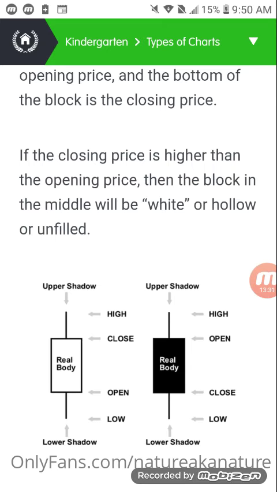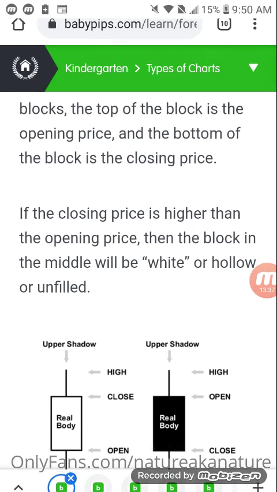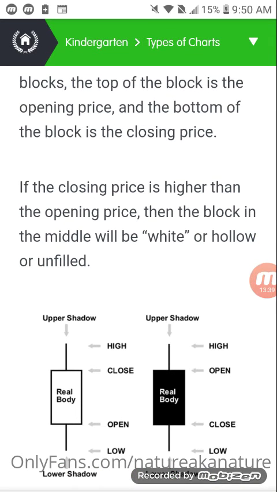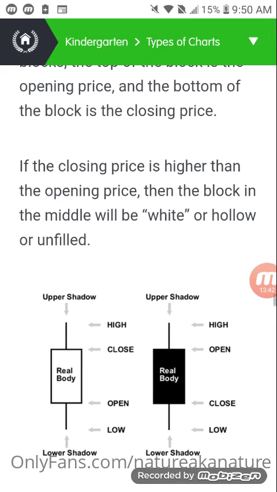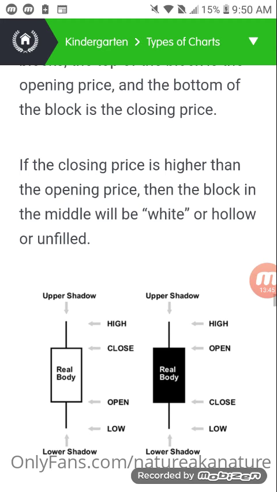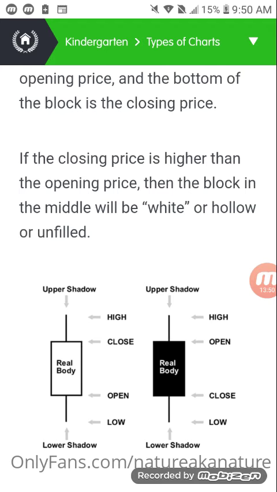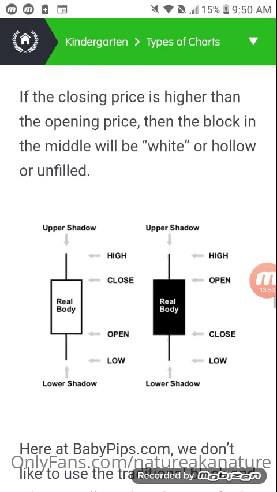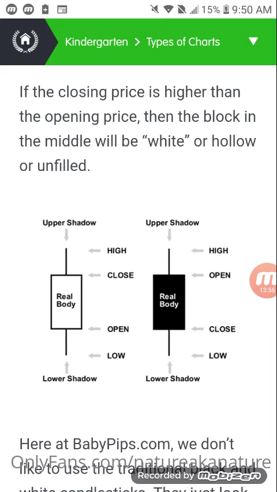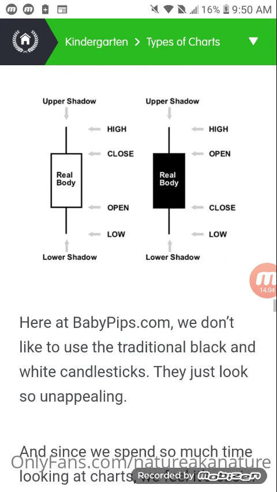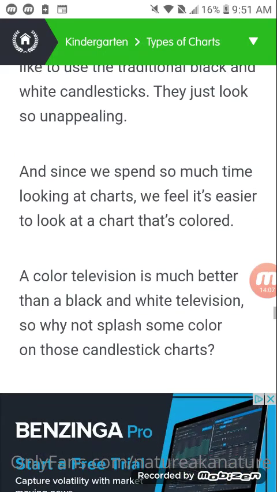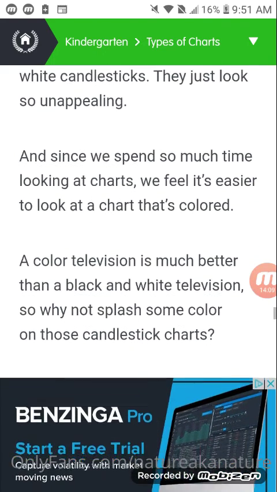If it's black or red, then the opening price will be at the top of the block, and the closing price will be at the bottom of the block. And if it was white or green, the opening will be at the bottom, and the closing body or block will be at the top. So if the closing price is higher than the opening price, then the block in the middle will be white or hollow or unfilled or green. The black and white candlesticks just look so unappealing.